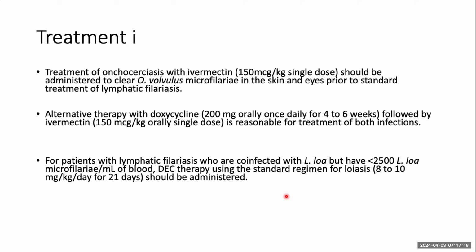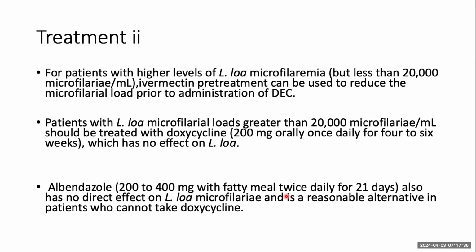If the burden of the organism is less than 2,500 microfilariae per ml of blood, then diethylcarbamazine therapy can be used. But if it's less than 20,000, ivermectin pretreatment can be used to reduce the microfilarial load prior to administration of diethylcarbamazine. But when it is greater than 20,000 microfilariae per ml, it should be treated with doxycycline for 4 to 6 weeks, which has no effect on Loa loa, but has an effect on the lymphatic filarial worm.